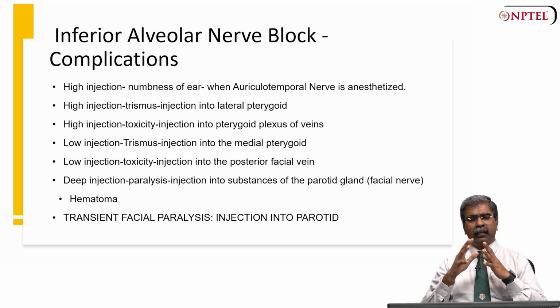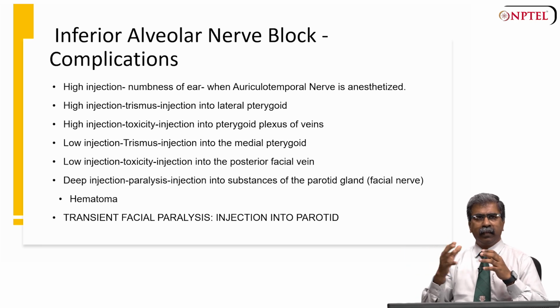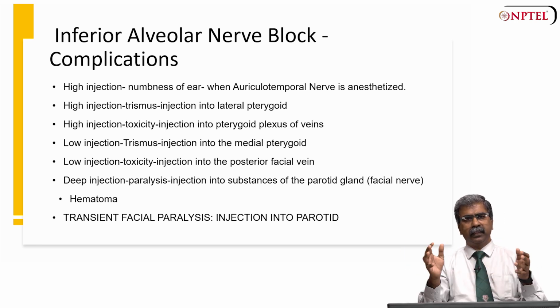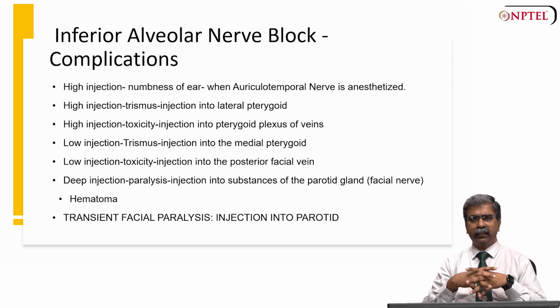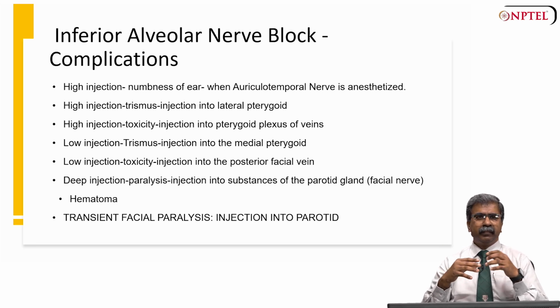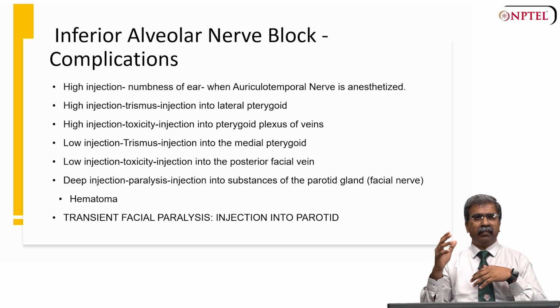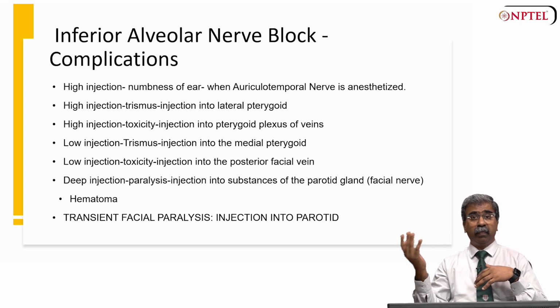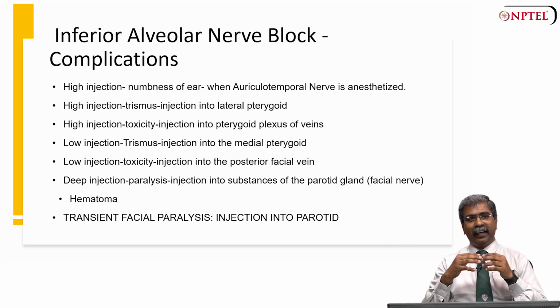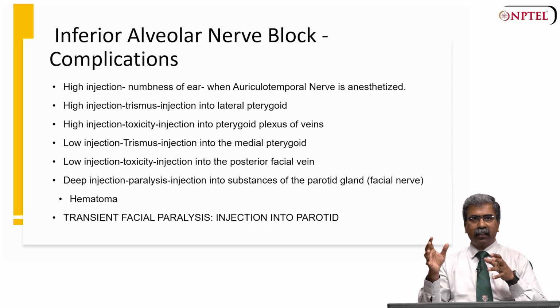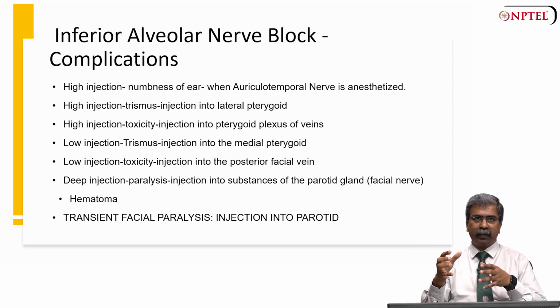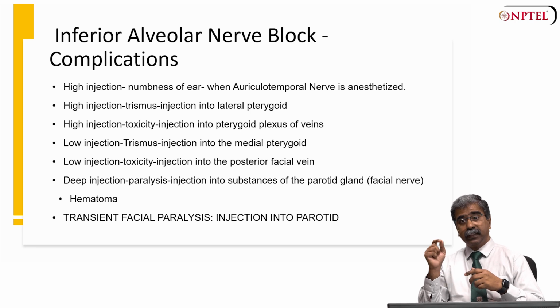Complications, again, my colleague Dr. Shoban will be discussing the local complications, and just to name a few, if it is a high injection, numbness of the ear when the auriculotemporal nerve is anesthetized. Again, trismus, if it is injected into the lateral pterygoid, and toxicity, injection toxicity due to injection into the pterygoid plexus of veins.